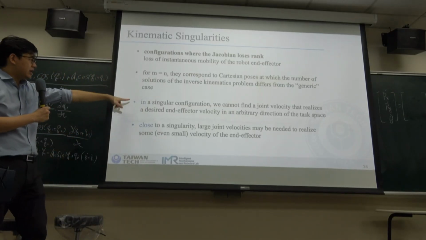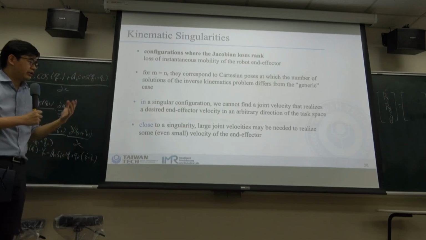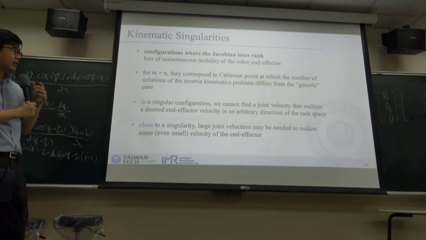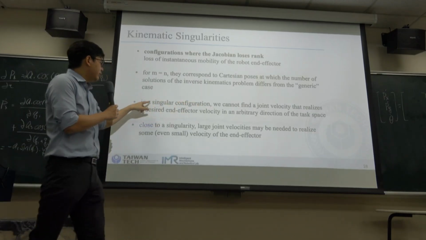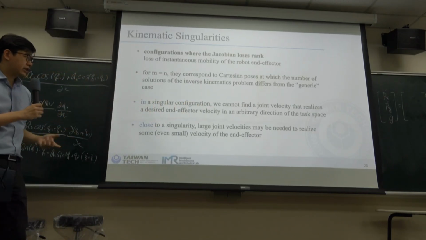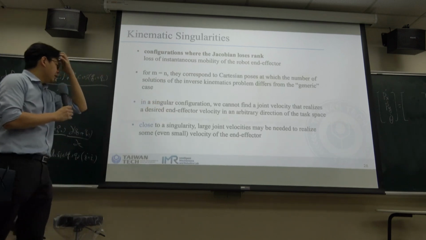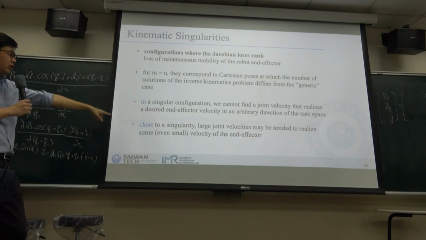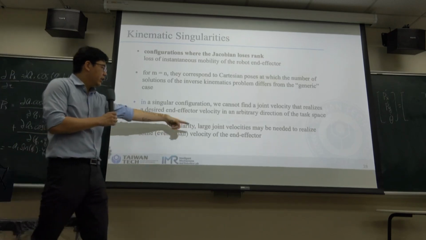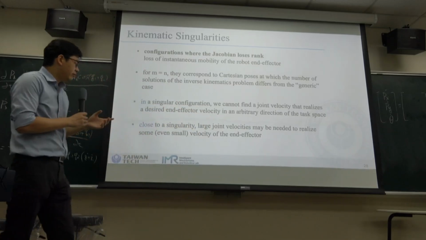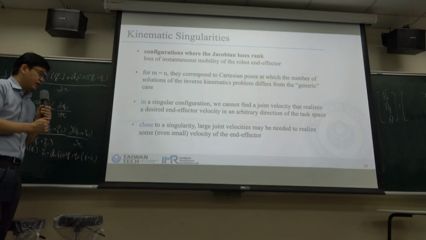So that means it is in a singular configuration, or you can say it's in singularity. So we cannot find a joint velocity that realizes the desired end effector velocity in an arbitrary direction of the task space. If you are very close to a singularity point, a very large joint velocity may be needed to realize some velocity of the end effector.